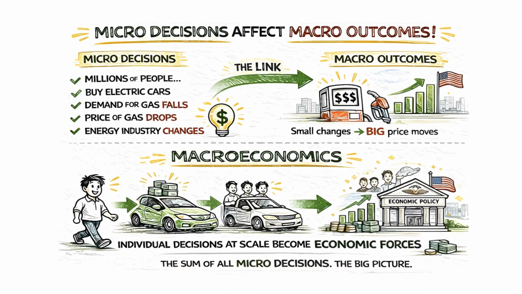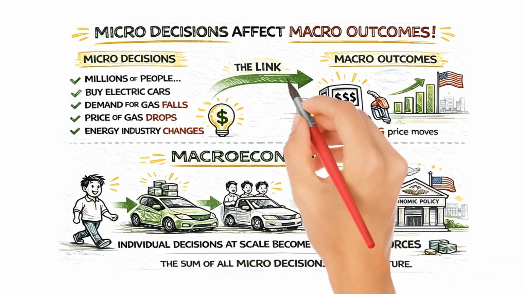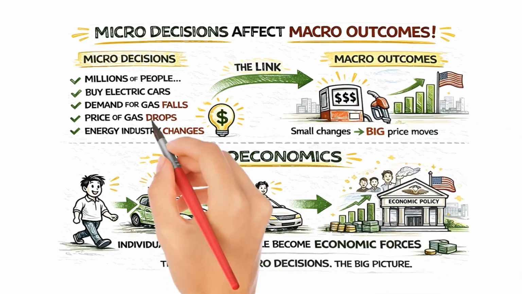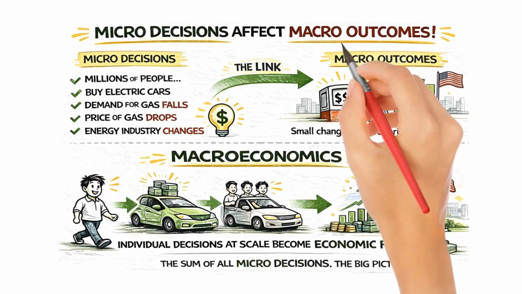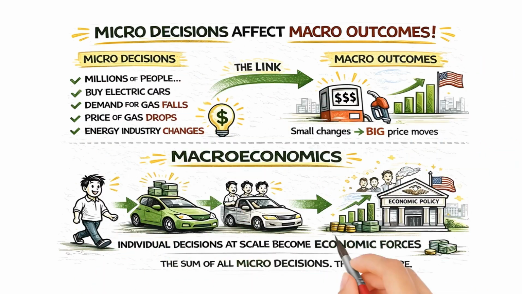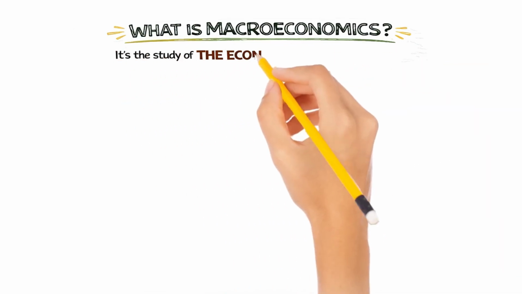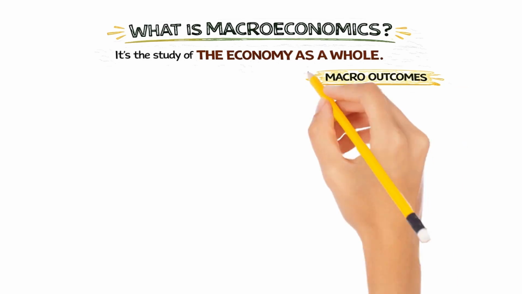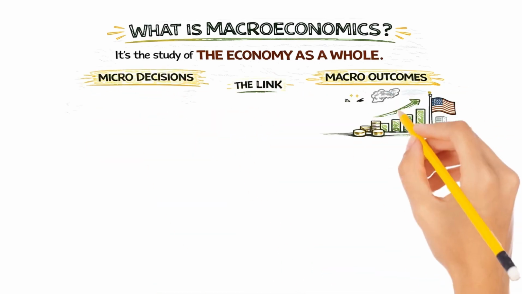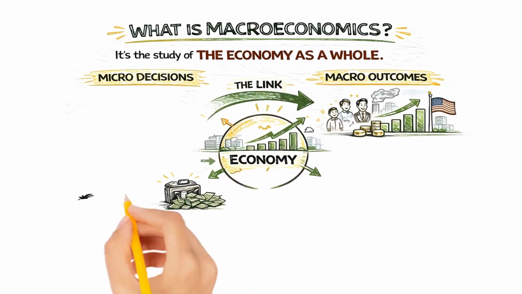Now let's zoom out to macroeconomics. Macroeconomics is the study of the economy as a whole. Instead of looking at individual decisions, it looks at aggregate outcomes, the sum of all decisions, the big picture. Macroeconomics might sound like a complicated word, but in reality, it's simply the study of the economy as a whole.